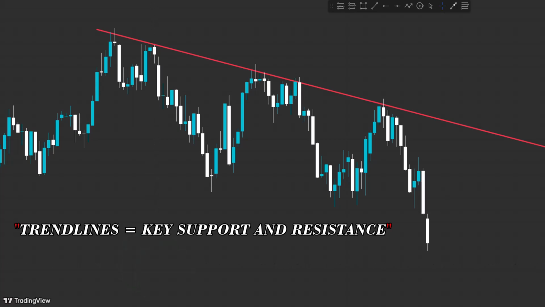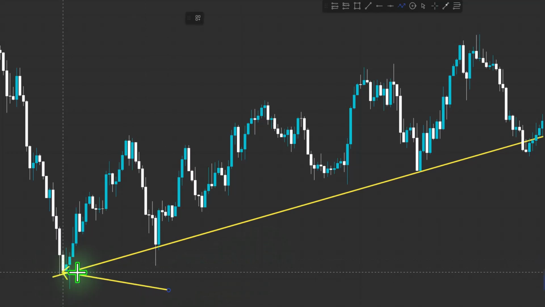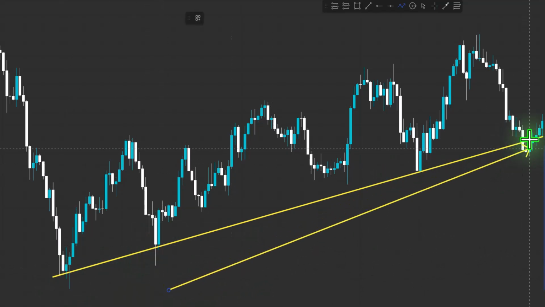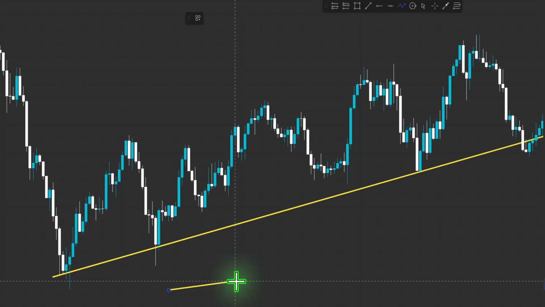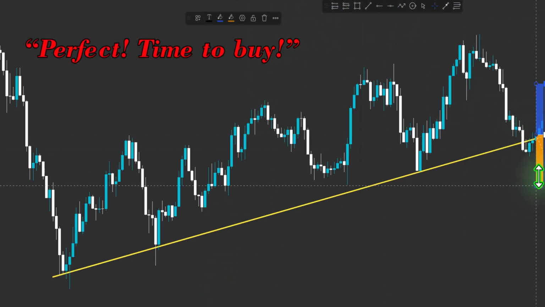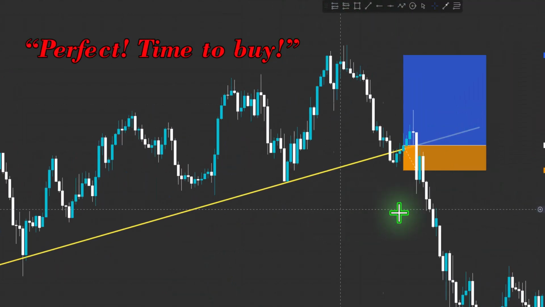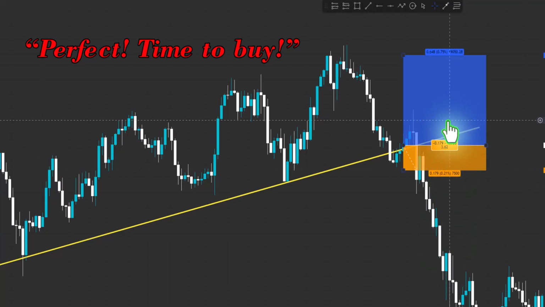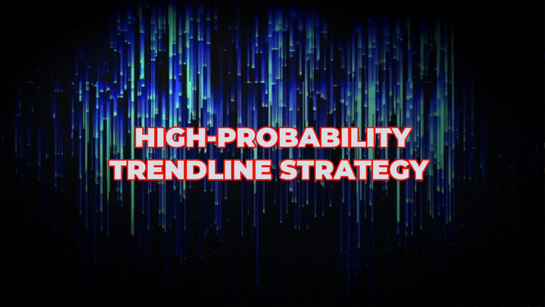Just because the price has bounced before doesn't mean it always will. Look at this example. The price respected the trend line in the past, and now it's touching it again. So you might think, perfect, time to buy. But instead of bouncing, price breaks right through. If you had blindly entered a buy trade here, you'd be taking a loss. And that's exactly why you need a better approach, one that filters out false signals and only gets you into high probability trades. All right, here's the exact trend line strategy I use to catch high probability trades.